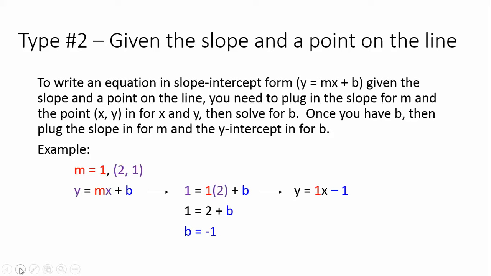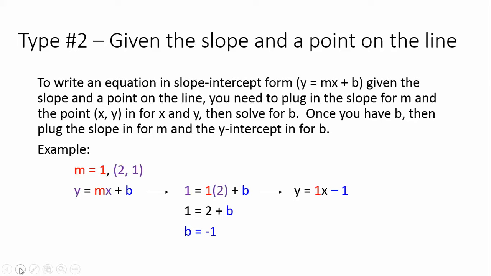and if you want to color code, then you can to help. So to write an equation in slope-intercept form, which remember is y equals mx plus b, given the slope and a point on the line, you need to plug in the slope for m and the point that you're given for the x and y in order to solve for b. Once you've found b, then you're going to plug the slope in for m that you were given in the original problem and the y-intercept that you just found for b.